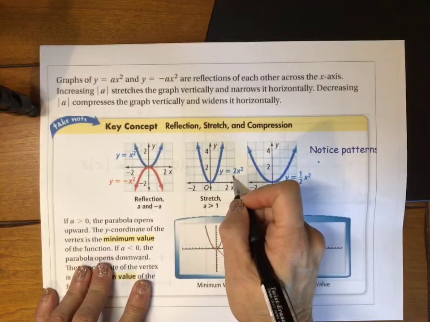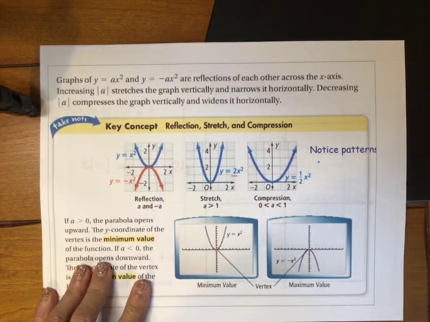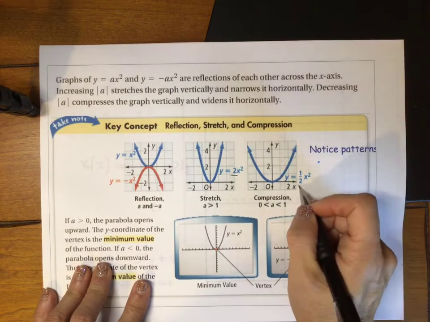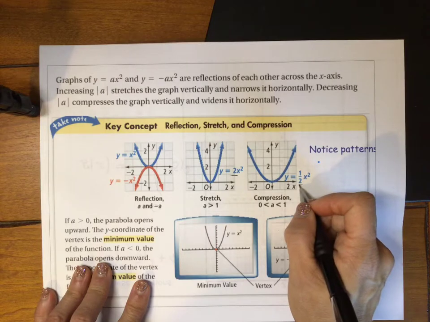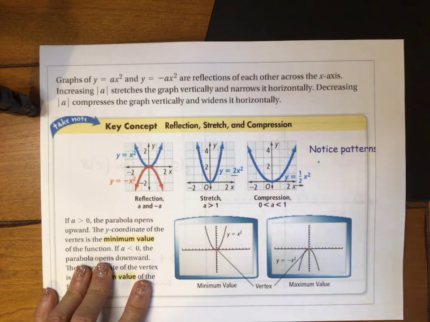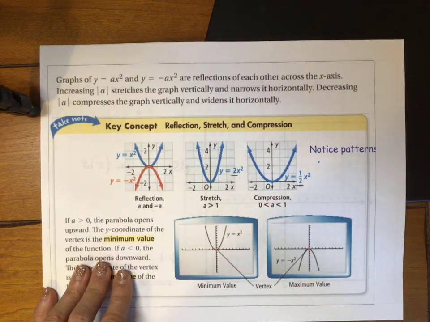When our value in front of x squared is greater than 1, it's going to stretch our graph. And when our value is a fraction or a decimal or between 0 and 1, we're going to see that it's compressed or flattened.